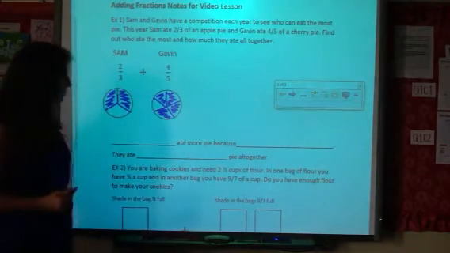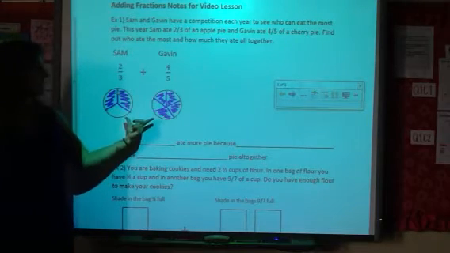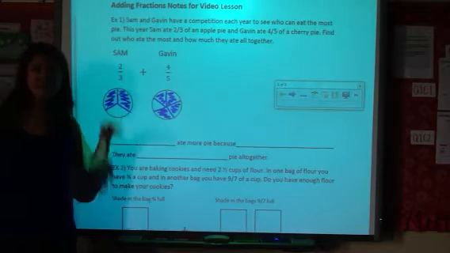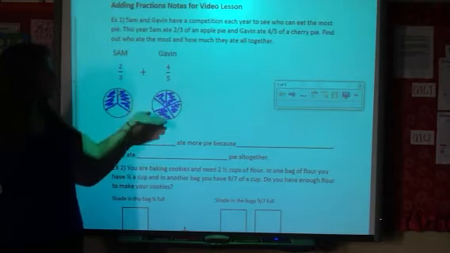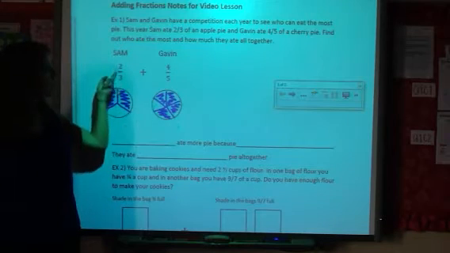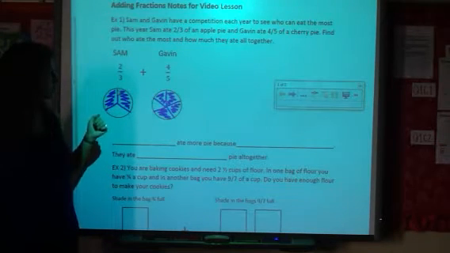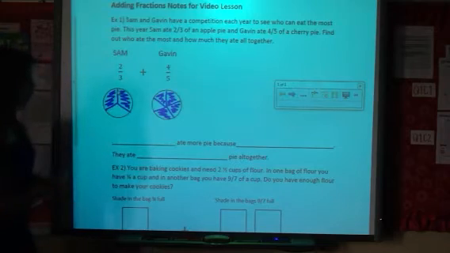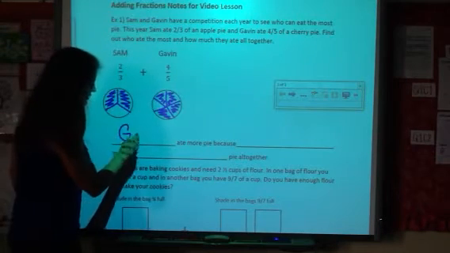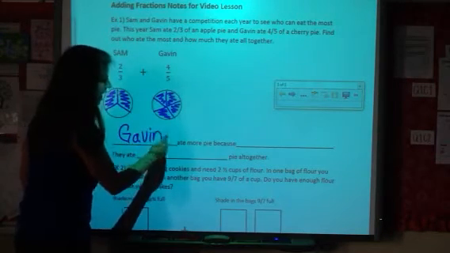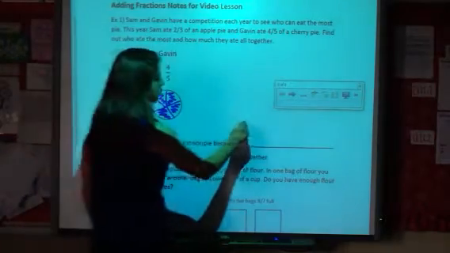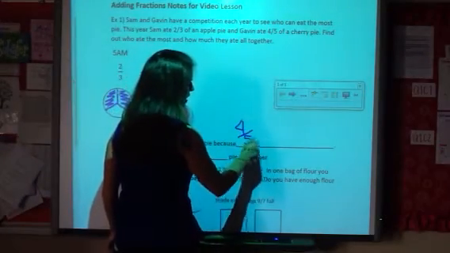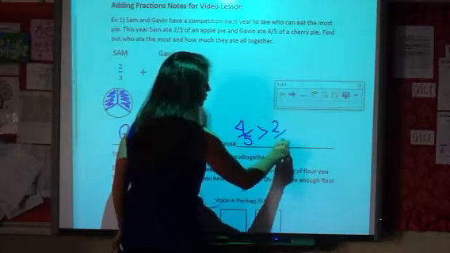So visually we can see here, who ate more? Sorry, Sam, but Gavin ate more, okay? 4/5 is a larger fraction than 2/3. So Gavin, that's our first blank, Gavin ate more pie because 4/5 is greater than 2/3.